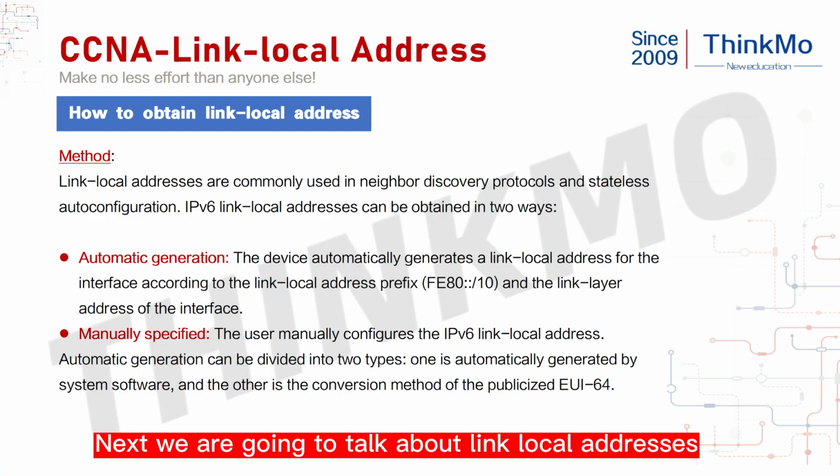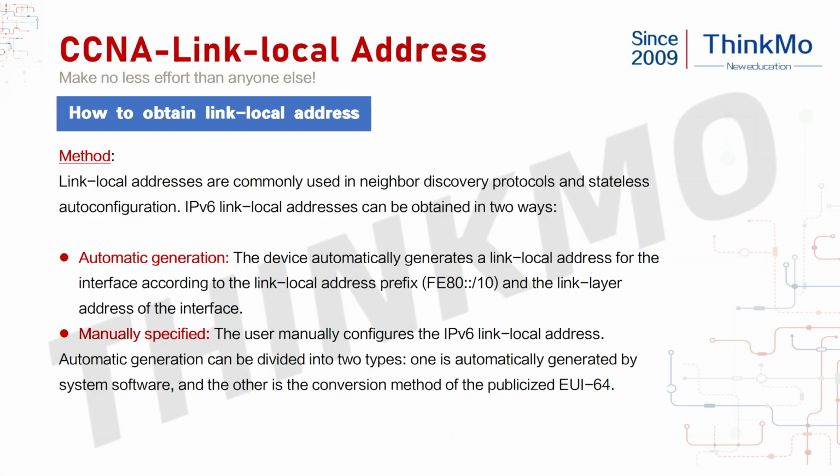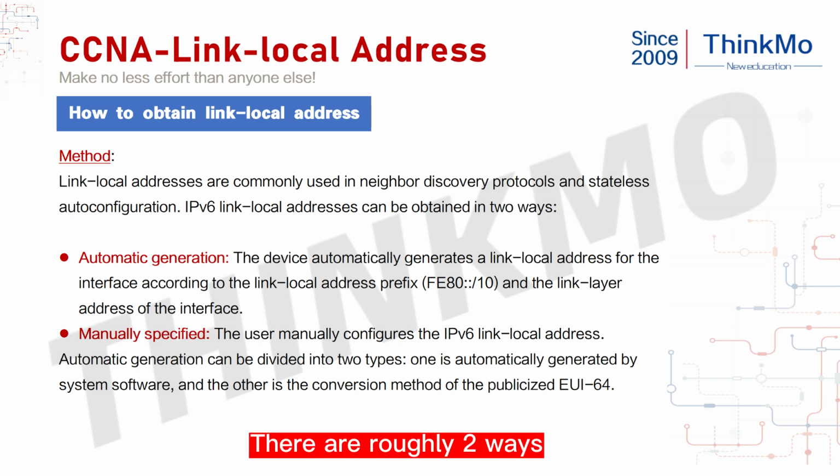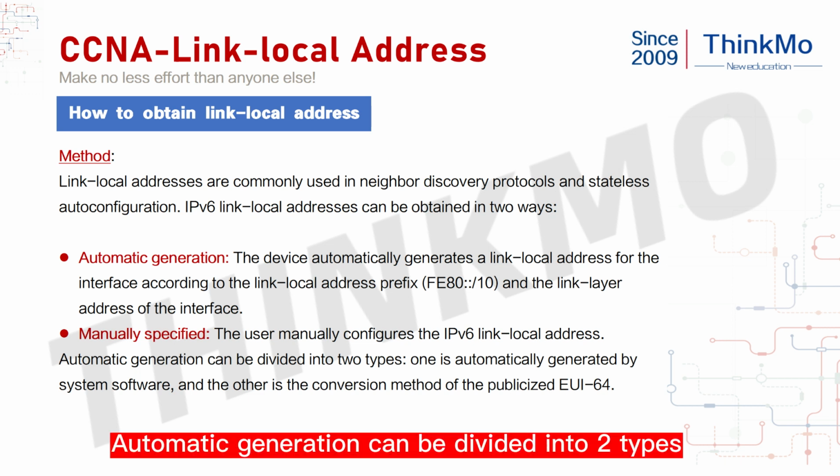Next we are going to talk about link local addresses. It is a link local address. It is prefixed with FE80. The first 10 bits are fixed. The third aspect: how the link local address is obtained. There are roughly 2 ways. One is manual configuration. The other is automatic generation. Automatic generation can be divided into 2 types.